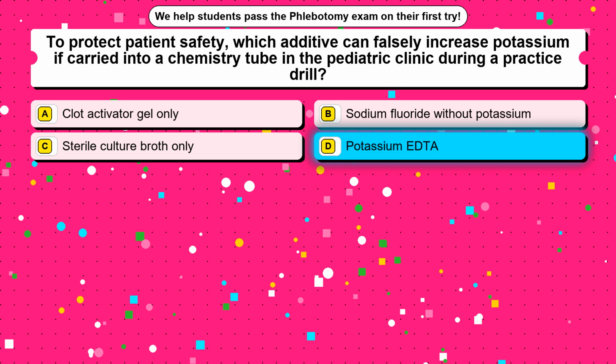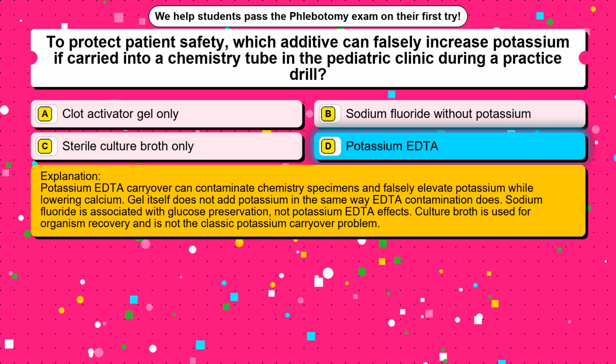Potassium EDTA. Potassium EDTA carryover can contaminate chemistry specimens and falsely elevate potassium while lowering calcium. Gel itself does not add potassium in the same way EDTA contamination does. Sodium fluoride is associated with glucose preservation, not potassium EDTA effects. Culture broth is used for organism recovery and is not the classic potassium carryover problem.